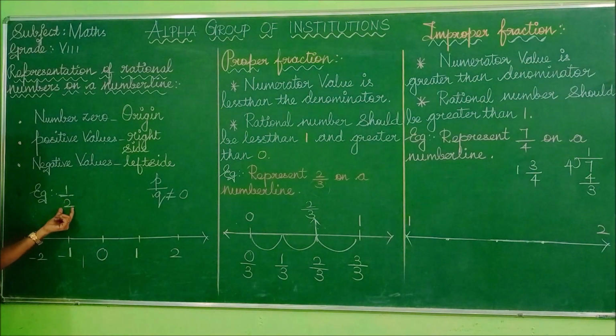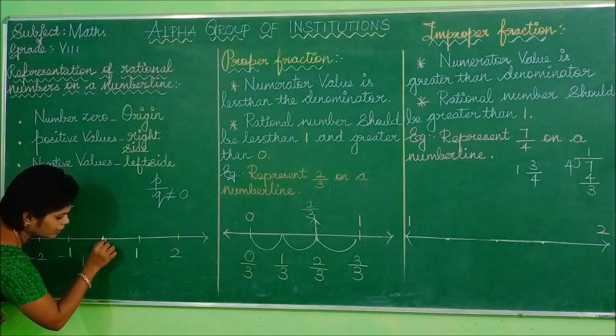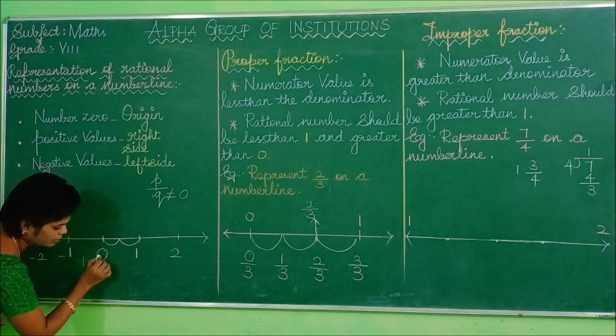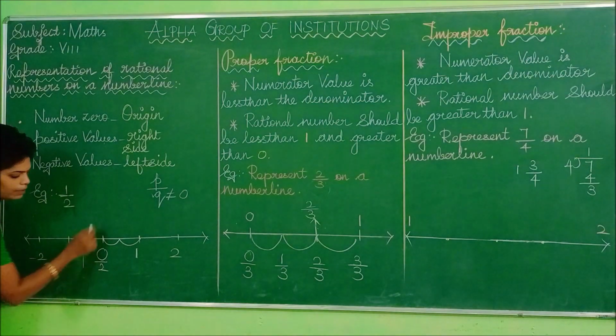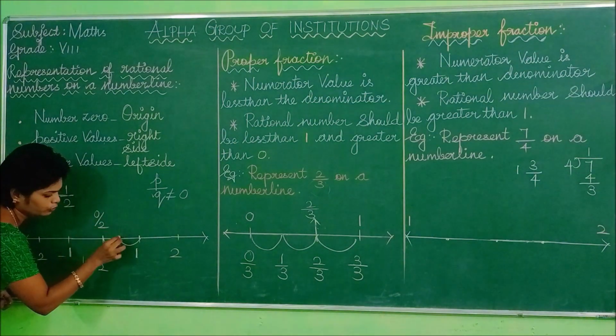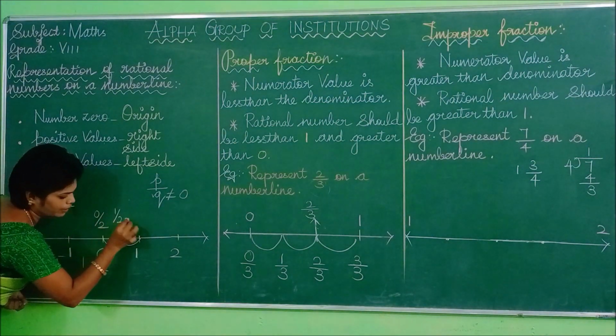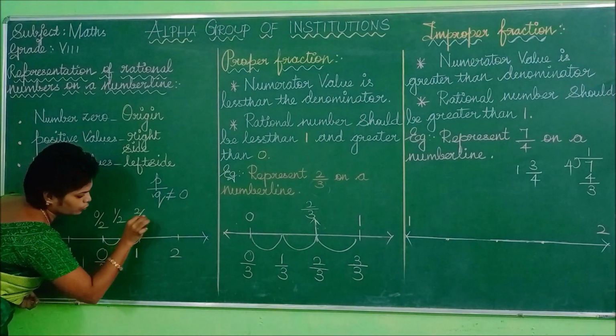So how can we represent it? The denominator is 2, so you can divide it into 2 parts only. So it can be represented as what? This can be represented as 0 by 2. The center part is 1 by 2. Again this part is 2 by 2.